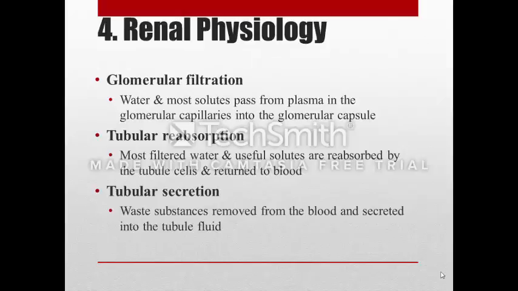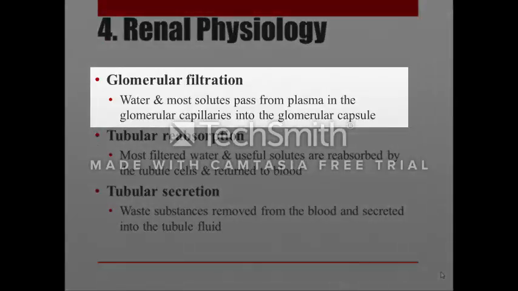So there are three main processes that we look at. The first is glomerular filtration, and this refers to water and most solutes passing from the plasma in the glomerular capillaries into the glomerular capsule within the nephron.